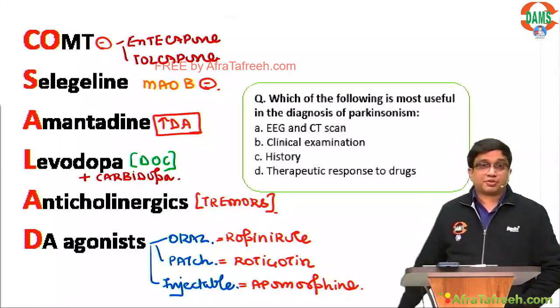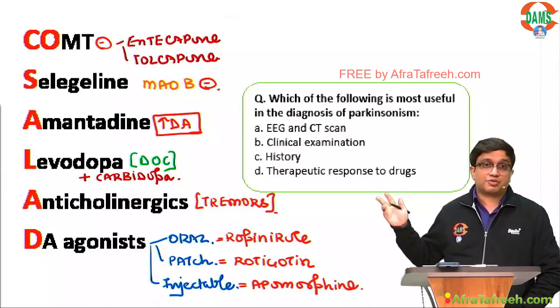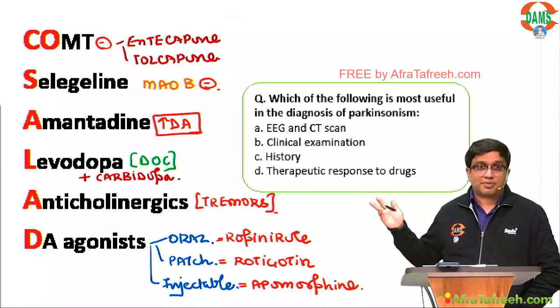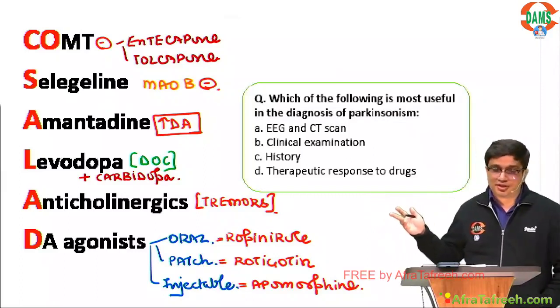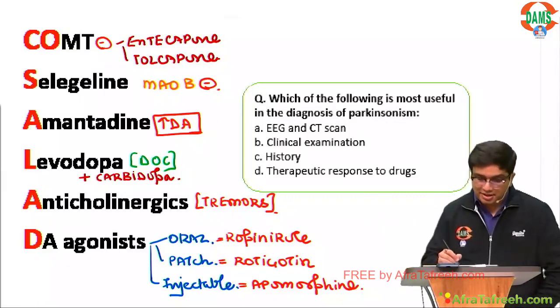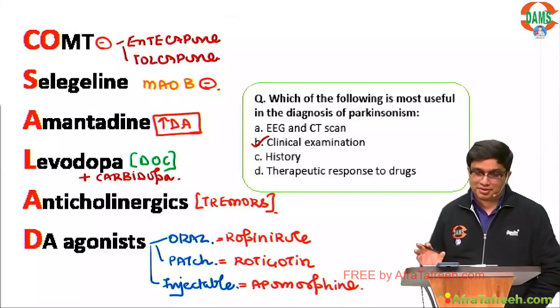Now that's a very simple question. If you can answer me, which of the following is most useful in the diagnosis of Parkinson? Therapeutic response to the drug, history, clinical examination, EEG, or the CT? Obviously it has to be clinical examination. That will always be the most helpful thing to diagnose a patient of Parkinson. Okay.